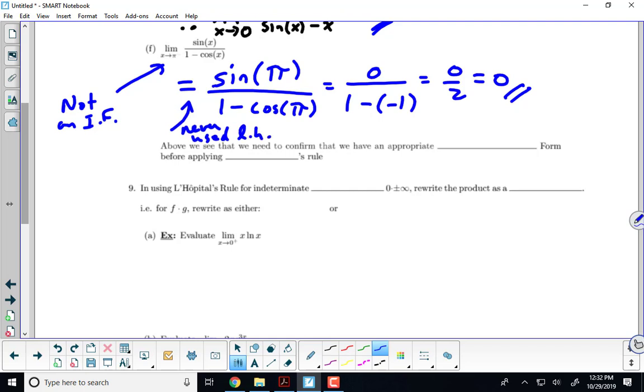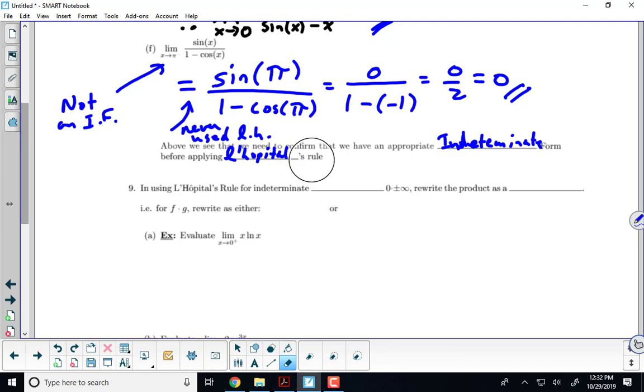Okay? So above we see that we need to confirm that we have an appropriate indeterminate form before applying L'Hopital's rule.